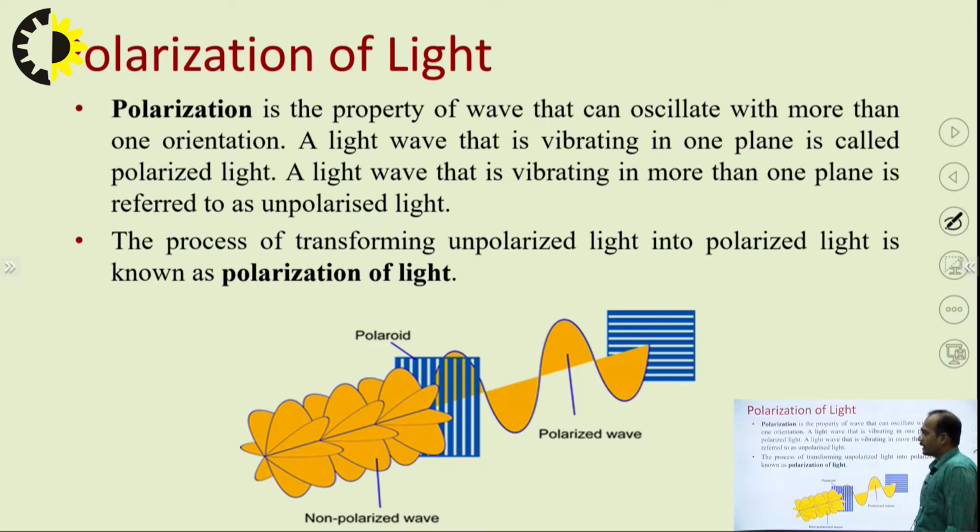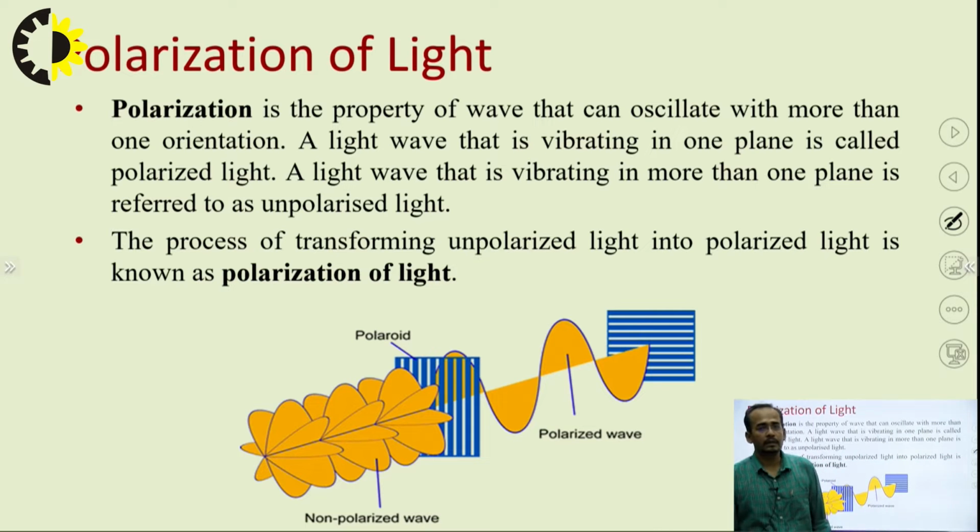Now, what is polarization? Polarization is the property of a wave that can oscillate with more than one orientation. A light wave that is vibrating in one plane is called polarized light. A light wave that is vibrating in more than one plane is referred to as unpolarized light. So what is unpolarized light? Unpolarized light is nothing but the electromagnetic wave.